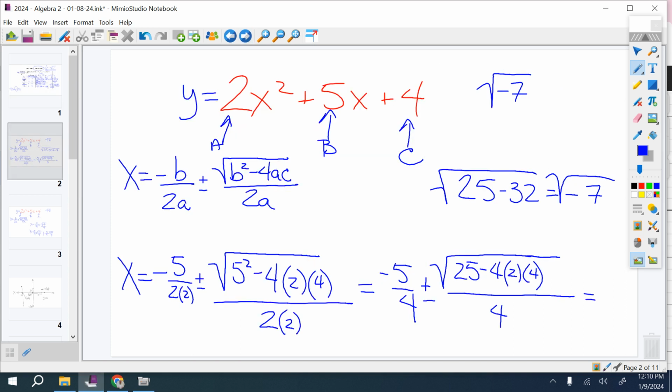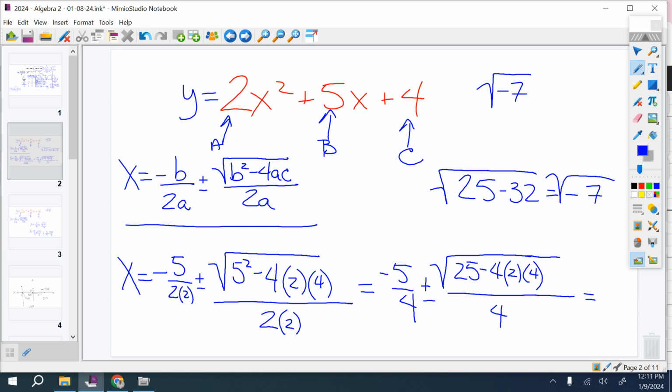Here's the example. Y is equal to 2x squared plus 5x plus 4. A, B, and C. The A is the 2, the B is the 5, and the C is the 4. And we're using this equation right here. The quadratic formula is x is equal to negative b over 2a plus or minus the square root of b squared minus 4ac over 2a.